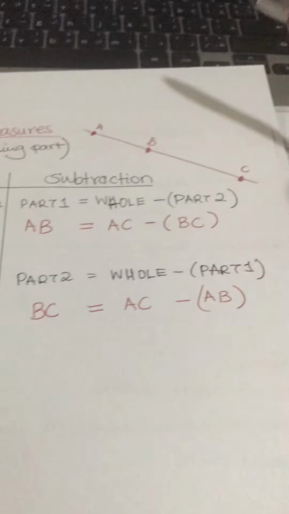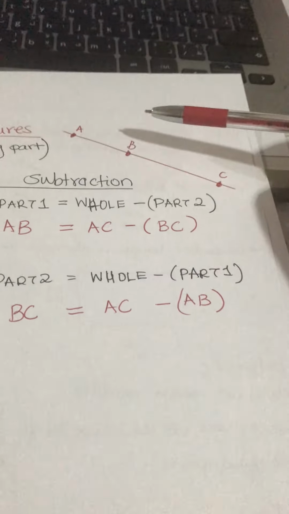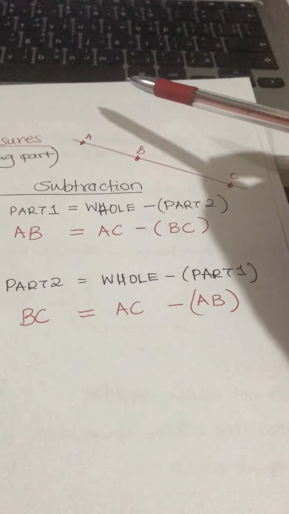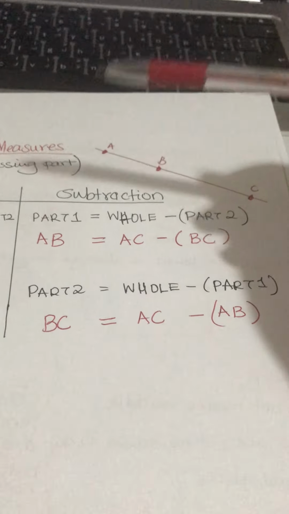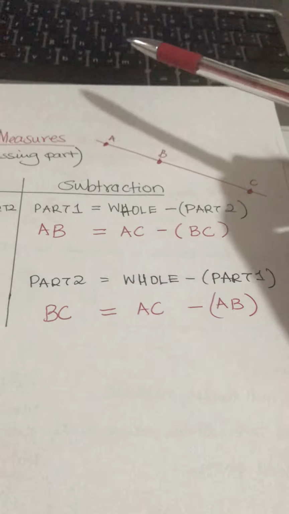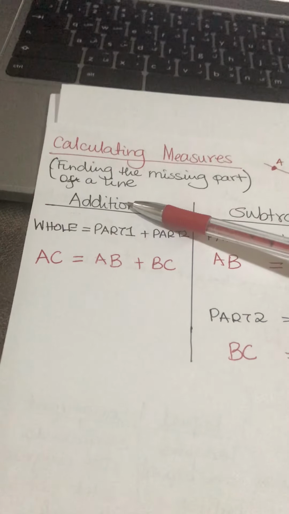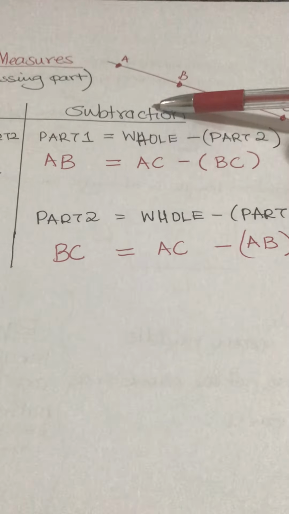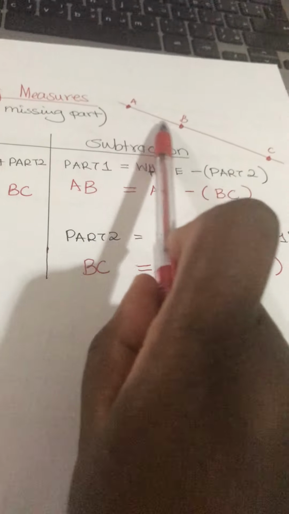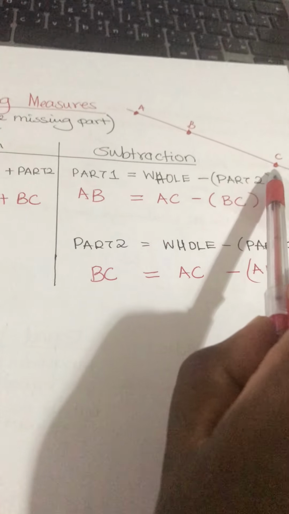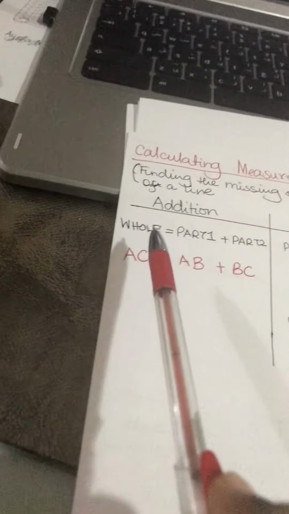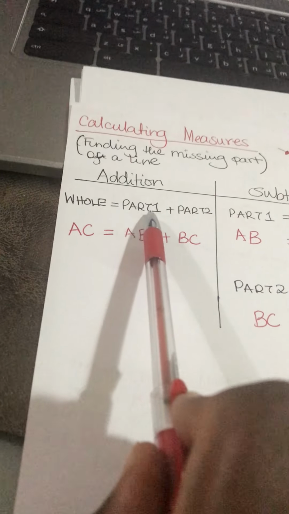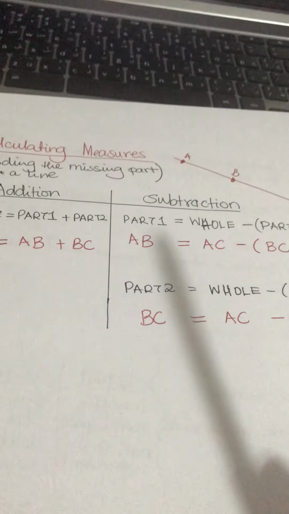Now, calculating measures. You will see questions in this lesson that require you to find the measurement of some lines. You can do this either by adding or by subtraction. This is your whole segment. AC is the whole because it's the beginning and this is the end.